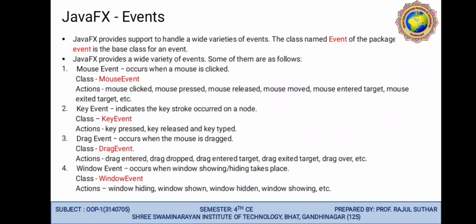The fourth one is the WindowEvent. It occurs when the window showing or hiding takes place. This class is WindowEvent. We perform actions like window hiding, window shown, window hidden or window showing.